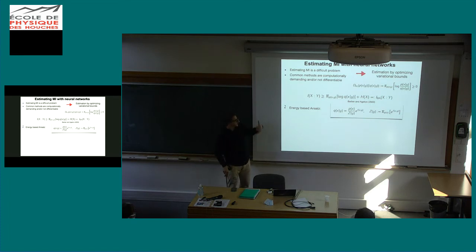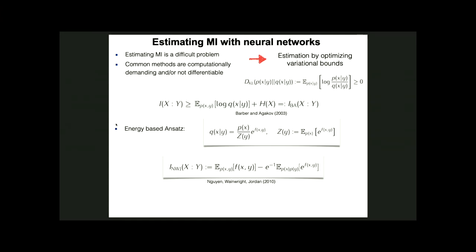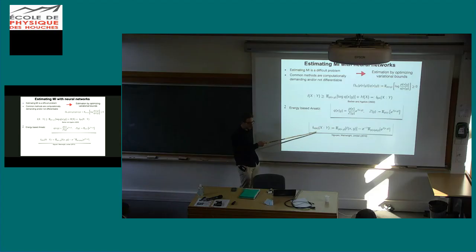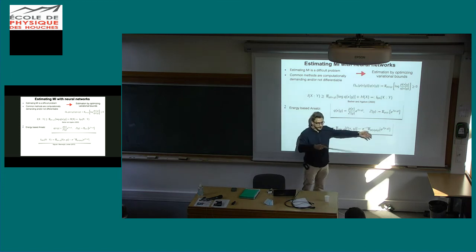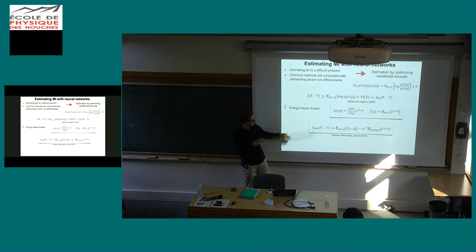There are a couple of ways to do it. In some ways, you lose the fact that it's a lower bound. That's bad. I don't want to tell you exactly how you do it, but you can derive a specific lower bound due to Nguyen, Wainwright, and Jordan, which is a lower bound. It is still tight, and it has a very nice interpretation. You're basically comparing the expectation of f, or some function of f, in the true joint and in the product. So as you improve the function f, this lower bound becomes tight, and the function learns to give you a signal that helps you distinguish whether the points came from the true joint or from the product.